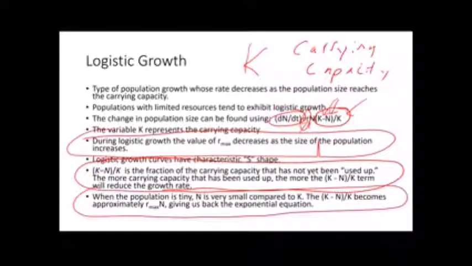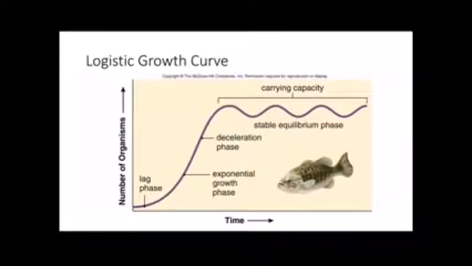We could think of when the population is small, this term is very close to being 1. And therefore, the population growth, the change in population size, is essentially the same as it would be in exponential growth. But as N increases, this term becomes smaller and smaller, and therefore the per capita growth rate also becomes smaller and smaller. Here's a logistic growth curve.